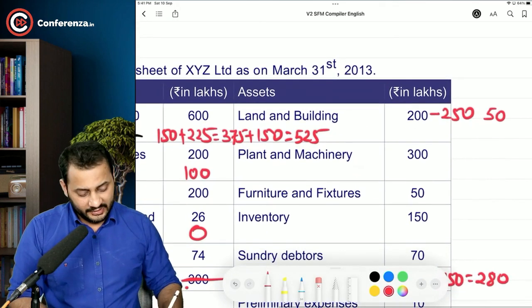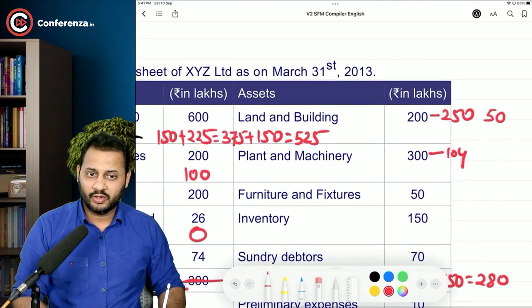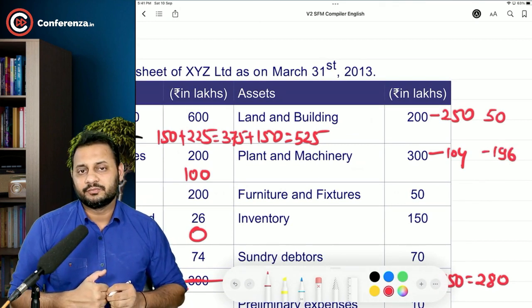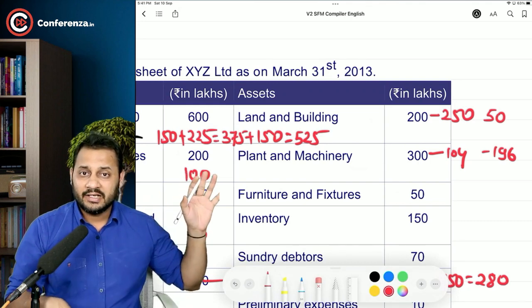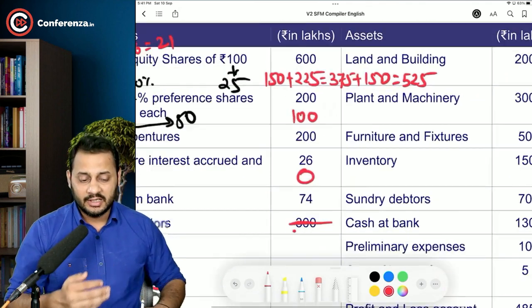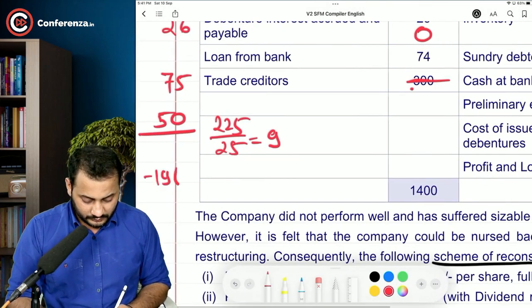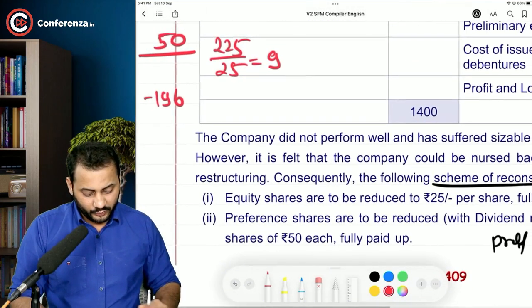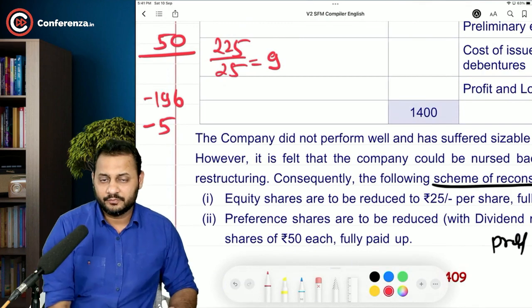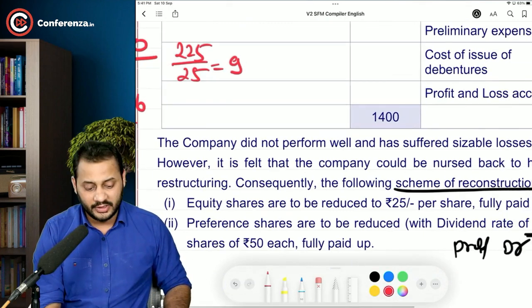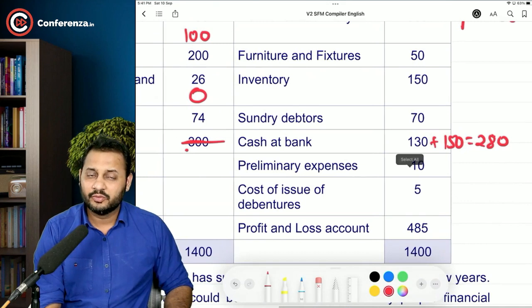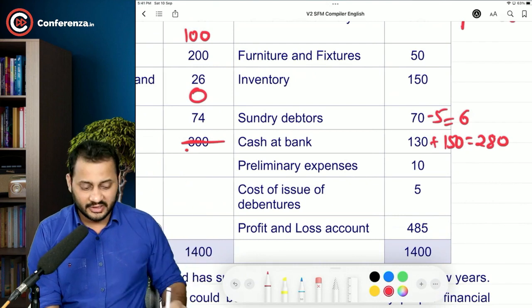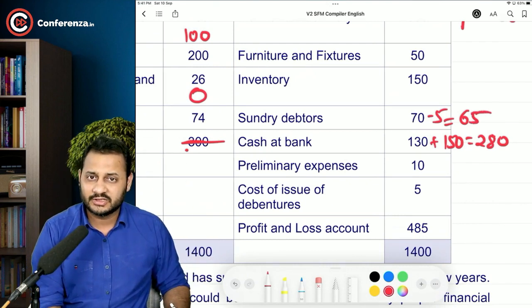Okay, then second, plant and machinery is to be taken down to 104 lakh. That means what is happening? We are reducing around 196 lakhs out of plant and machinery. So plant and machinery credit by 196 and the debit will go to reconstruction account. Okay. One more thing, there is a provision for bad and doubtful debt of 5 lakh rupees. How are you going to enter that amount? 70 minus 5. You will just credit the sundry debtors and it will become 65.